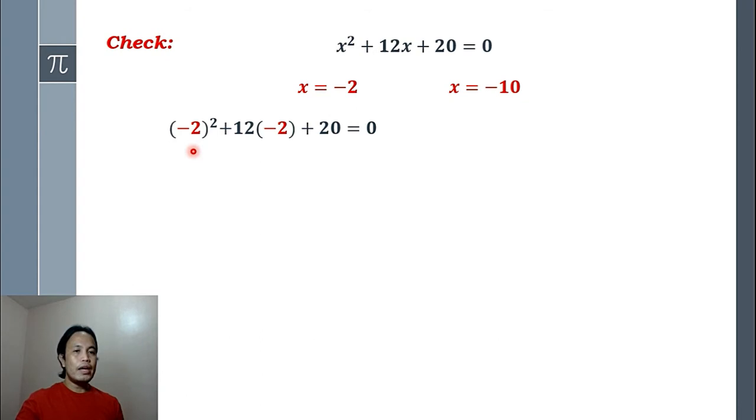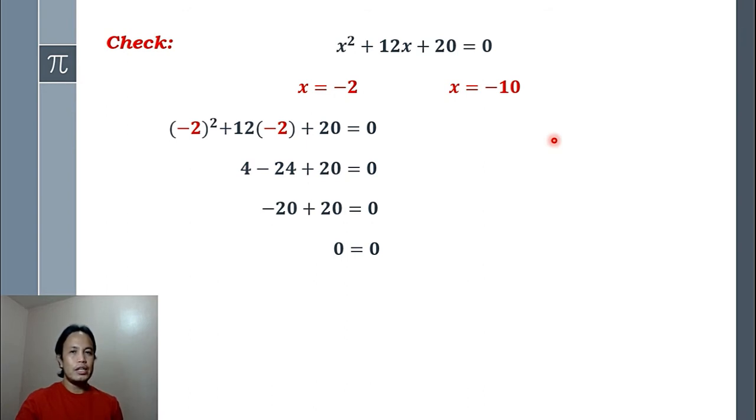So when we simplify, negative 2 squared is positive 4. Then 12 times negative 2 is negative 24. And then we copy plus 20, that is equal to 0. Then we have 4 minus 24 is negative 20 plus 20 is equal to 0. Therefore, 0 is equal to 0. That means this value is correct because we got a balanced equation for this value. Let's proceed to x equals negative 10.